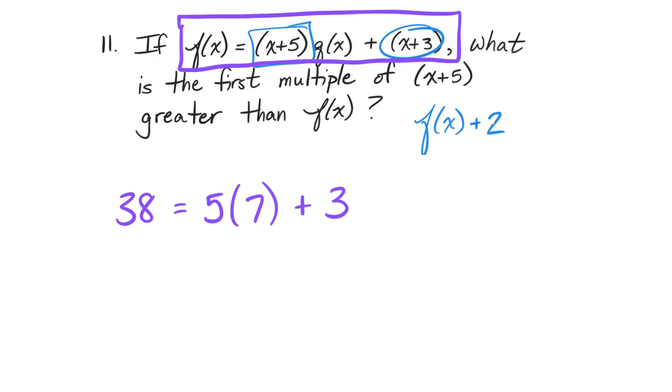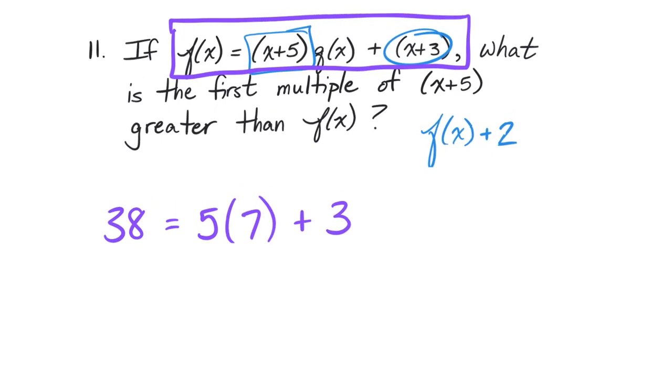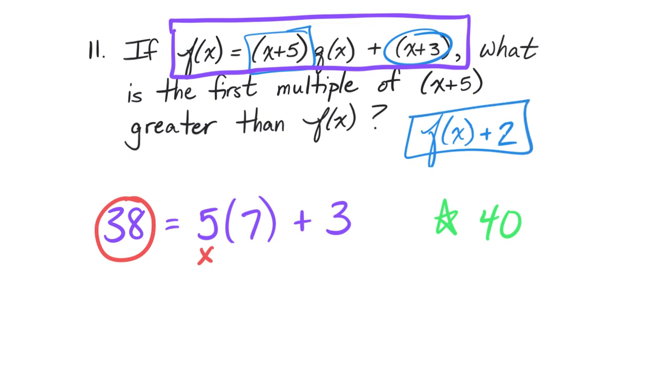Okay, what is the first multiple of 5 that is greater than f of x, than 38? What is the first multiple of 5 bigger than 38? I hope we would be coming in on 40. Maybe just off of this one pattern, you can see how we can get back to our blue statement. Okay, the next multiple of 5 bigger than 38 is 40.